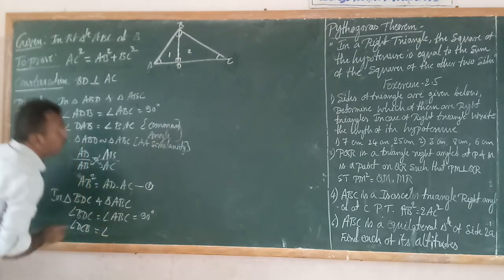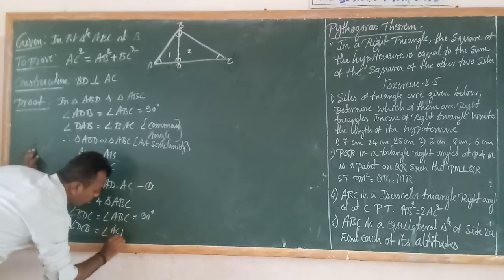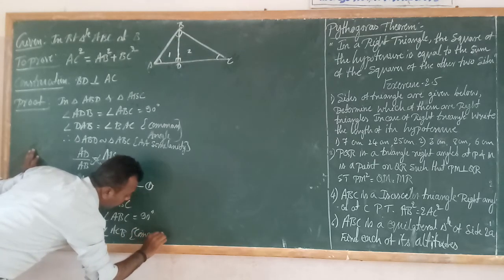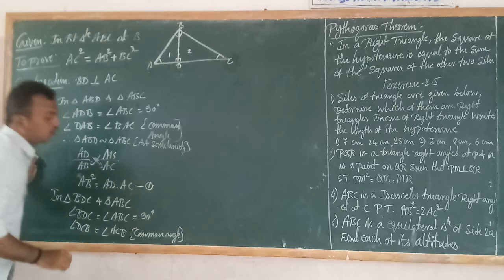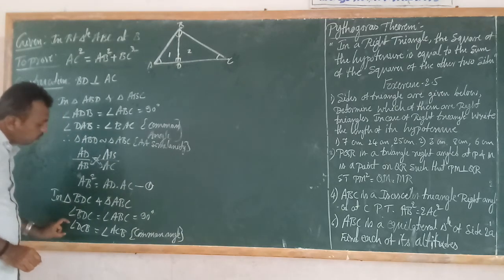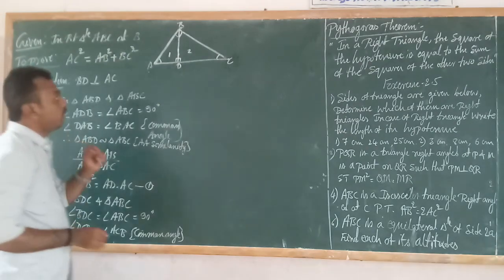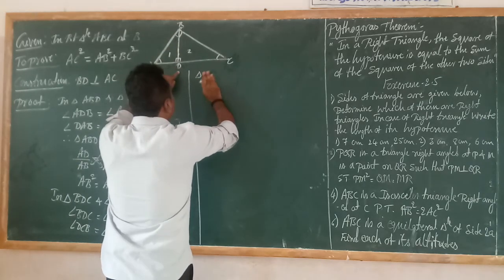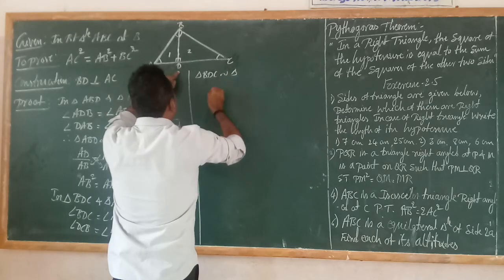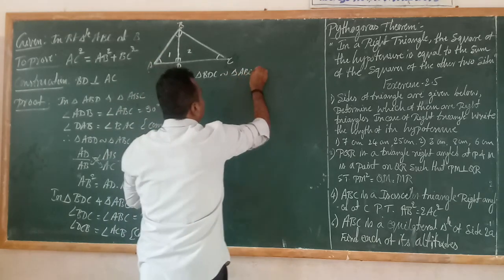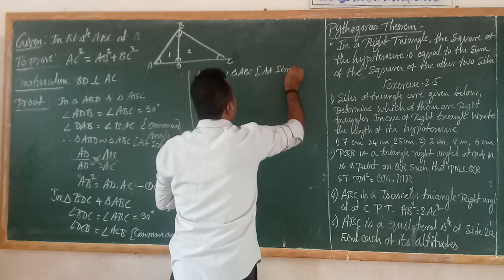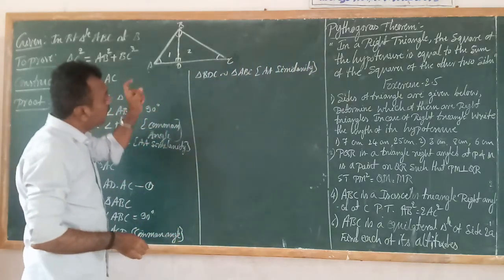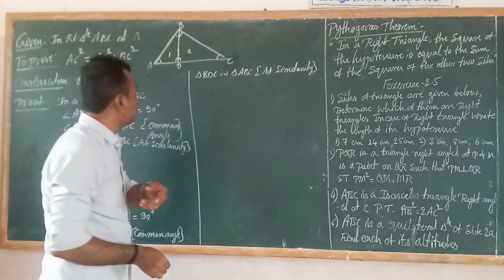Angle DCB is equal to angle ACB because of the common angle. Okay, so that is enough. These two corresponding angles are equal, then the two triangles are what? Similar. Therefore, triangle BDC is similar to triangle ABC by the similarity criterion. Now when the two triangles are similar, the corresponding sides have the same ratio or proportion.